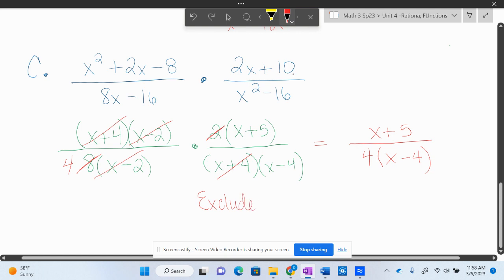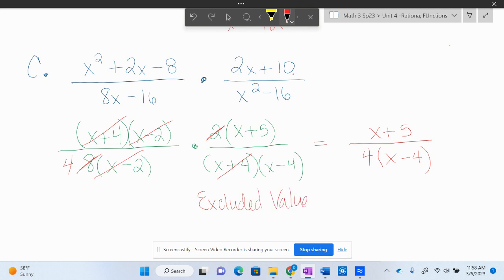Let's talk about some excluded values. Let's see. What are some things that x can't be? 2. X cannot equal 2. Good job. What else? Plus or minus 4, yeah. Did we pull an x out in the denominator? Did we pull an x out of anything? Nope. So that's just it. X can't equal 2 or plus or minus 4. Those are my excluded values.